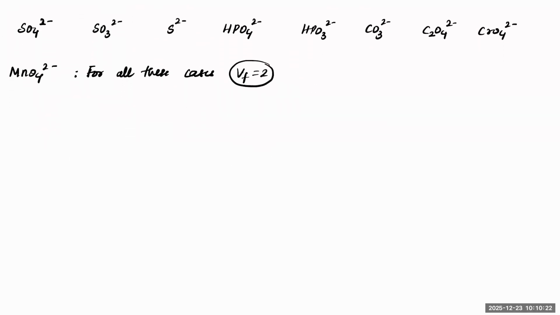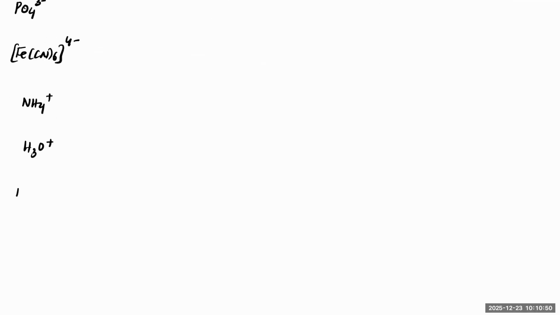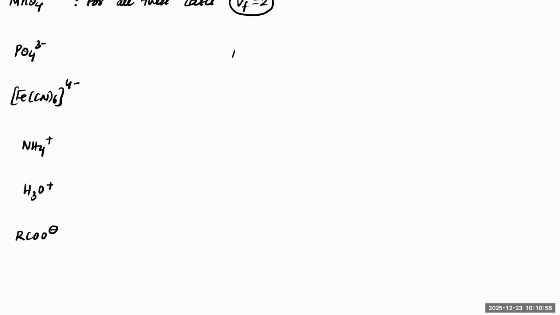Okay, beta, the valency factor in this case is 2. Likewise, if you have PO4 3 minus, Fe(CN)6 4 minus, NH4 plus, H3O plus, RCOO minus, N3 minus, NH2 minus.